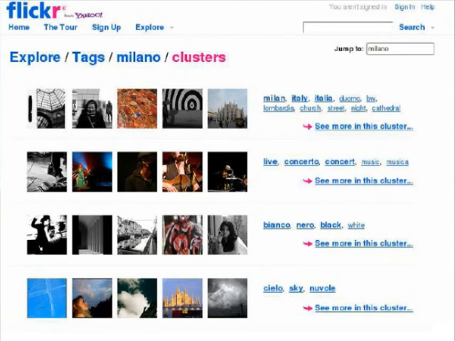In the case of Milano, it's not so interesting, because Milano doesn't mean too many things. But if you do any ambiguous word, you will get the right cluster. So Jaguar, you will get the car, you will get the animal, you will get the guitar, you will get an aircraft.